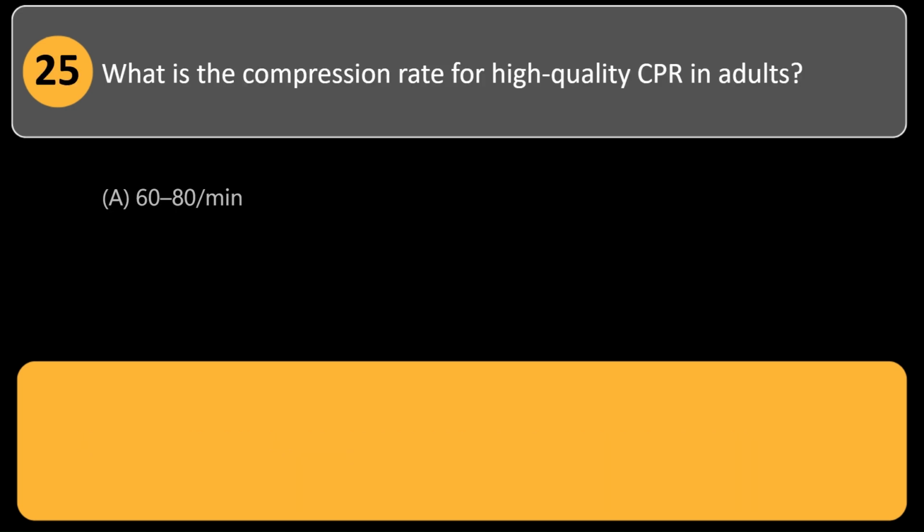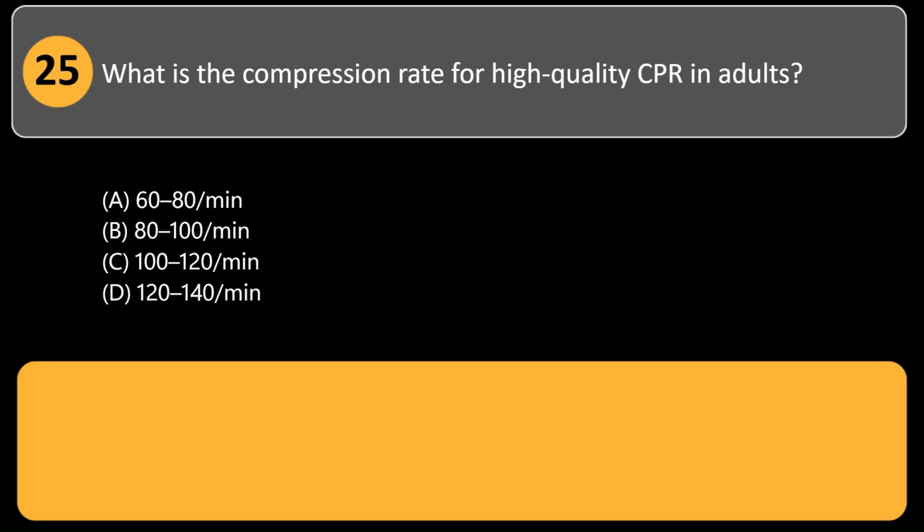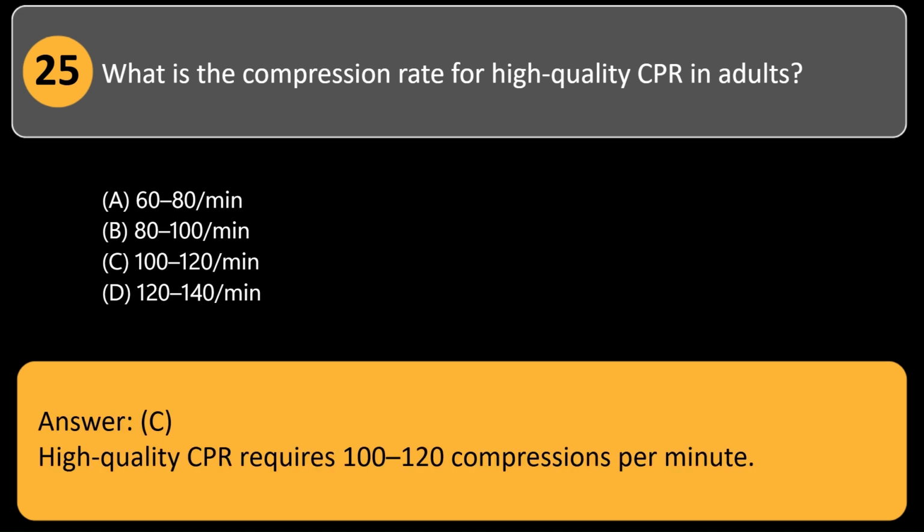What is the compression rate for high-quality CPR in adults? A. 60-80/min. B. 80-100/min. C. 100-120/min. D. 120-140/min. Answer: C. High-quality CPR requires 100 to 120 compressions per minute.